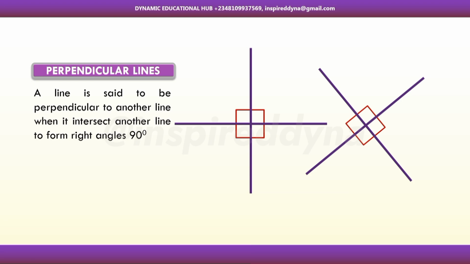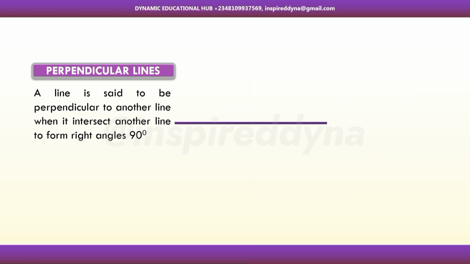We have various forms of lines, relationships between lines. The first one we want to look at is perpendicular lines. A line is said to be perpendicular to another line when it intersects the other line to form right angles. Right angles means 90 degrees. So when you have an intersection of two lines, and at the point of intersection they form right angles, 90 degrees, like we have in this diagram. Let's have a line and another line that intersects this line. Now at the point of contact, it forms a right angle. That is why we call it a perpendicular line.